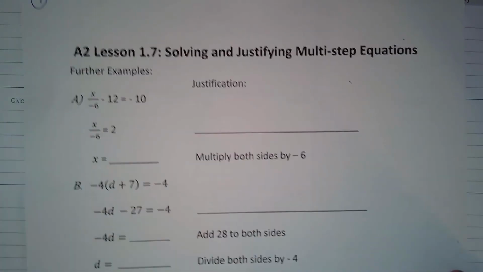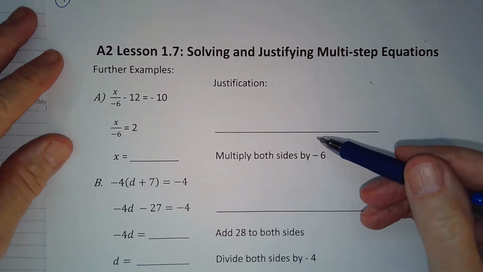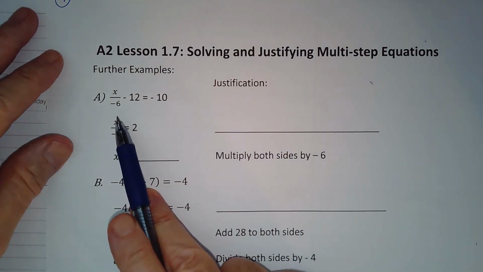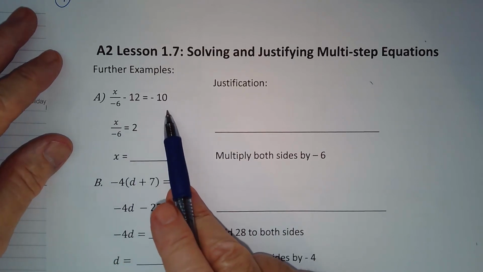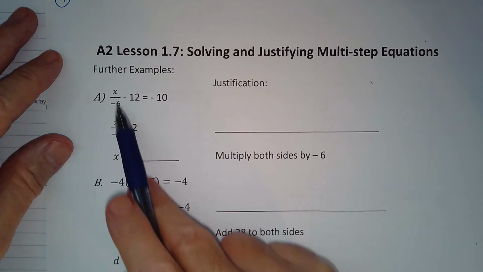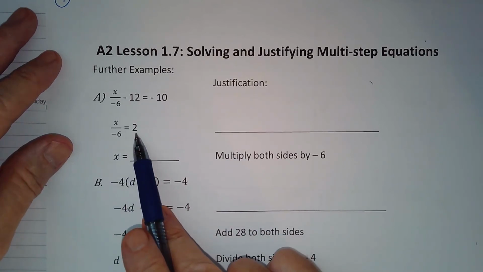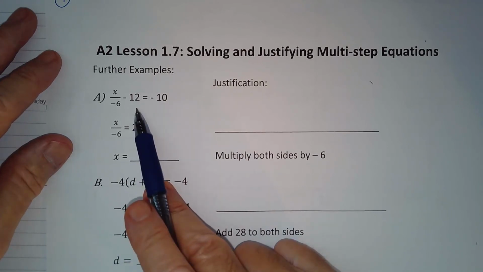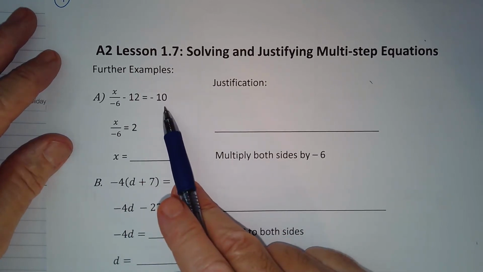All right, so now we're going to just do some problems manually. So I've got an equation: x over negative 6 minus 12 equals negative 10. And then the next step, it says x divided by negative 6 equals 2. So what did we do here? Well, the negative 12 is gone. And over here, negative 10 is gone.